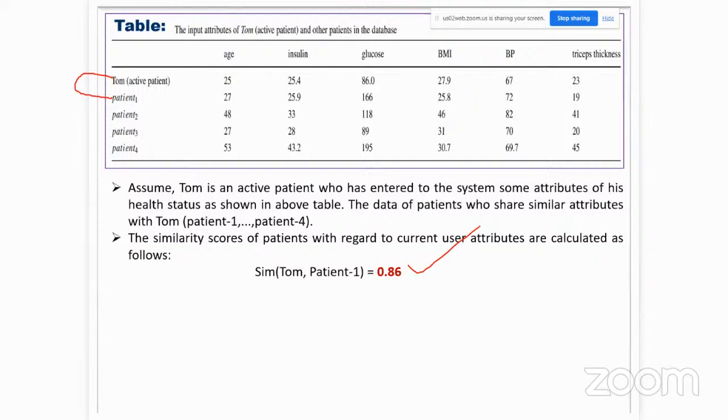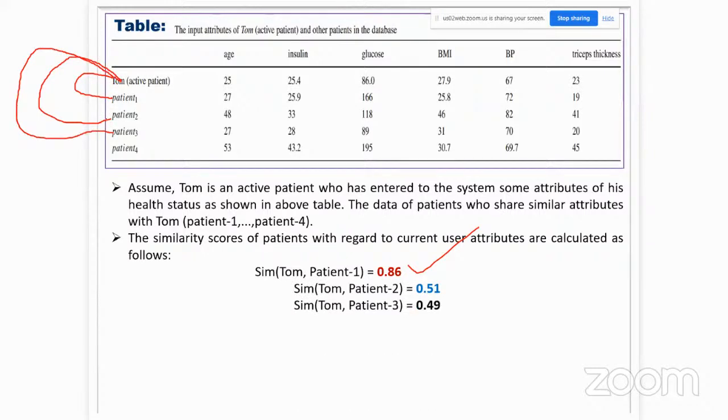After that, we calculate similarity between Tom and patient two, which is 51%. After that, between Tom and patient three, which is 49%. We know how to calculate this by using the Pearson correlation coefficient formula that we have discussed in the previous slides. And after that, we calculate Tom and patient four, and the value is 0.04.